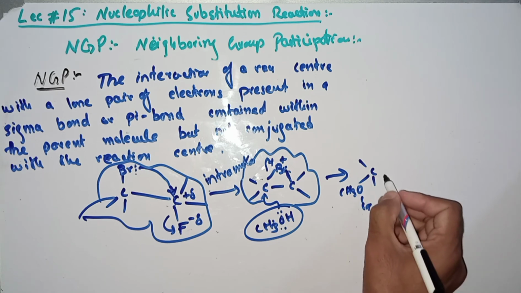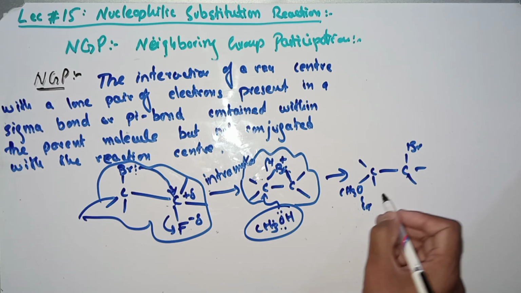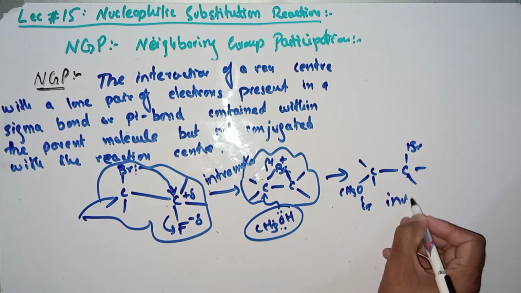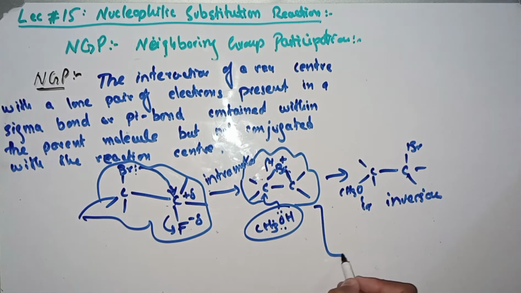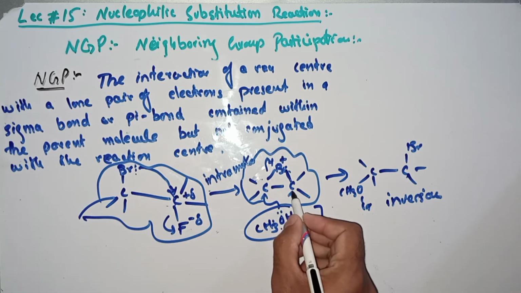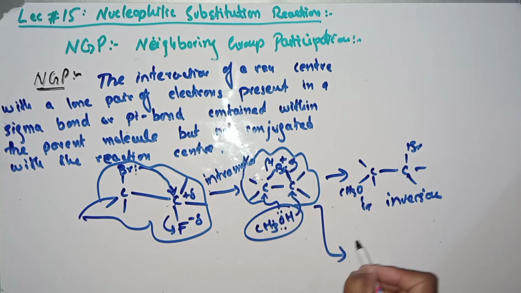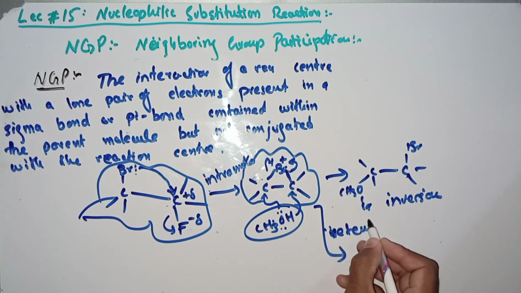CH3OH, C, Br. This is the inversion product because the nucleophile attacks from the back side. It can also generate a retention product. When the nucleophile attacks on this carbon, then it will be produced like that. So that will be inversion. That will be the retention product.